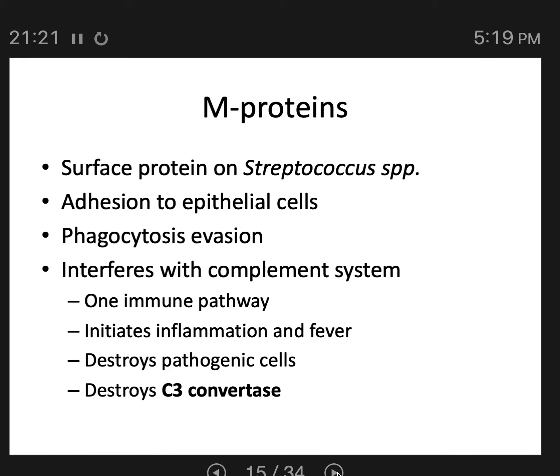All right, so M proteins, just on Streptococcus species, are used as an adhesin, so that's one way it's a virulence factor. They also are difficult to phagocytize, and they interfere with the complement system, which is one critical element of our immune system.